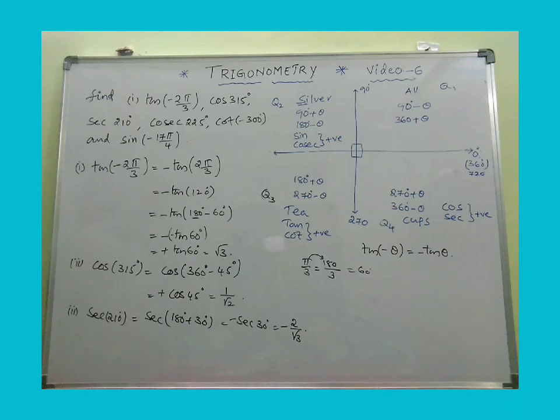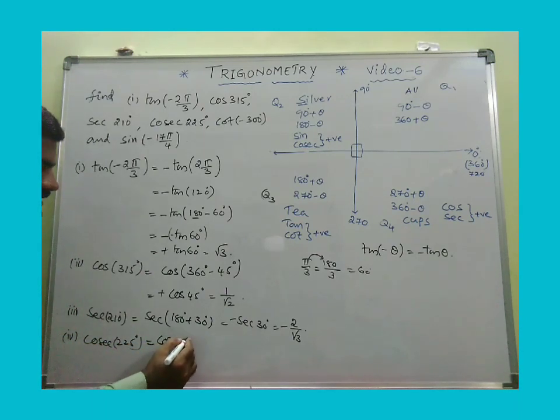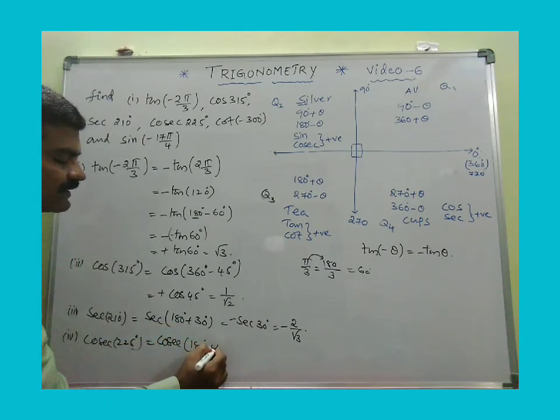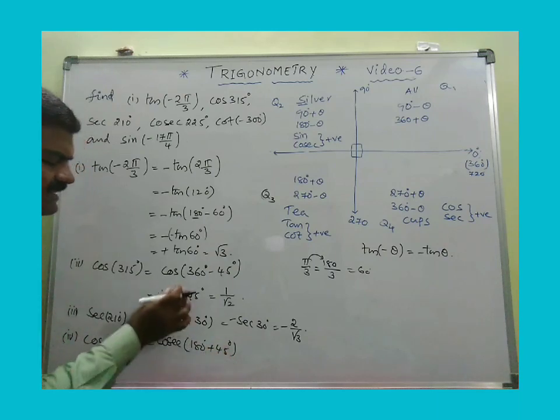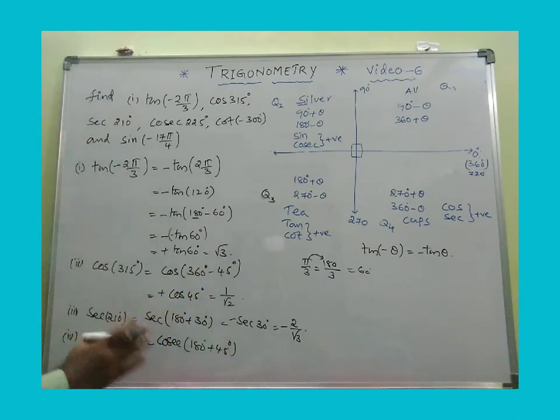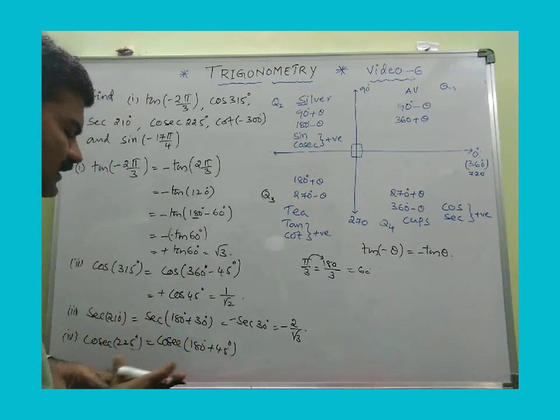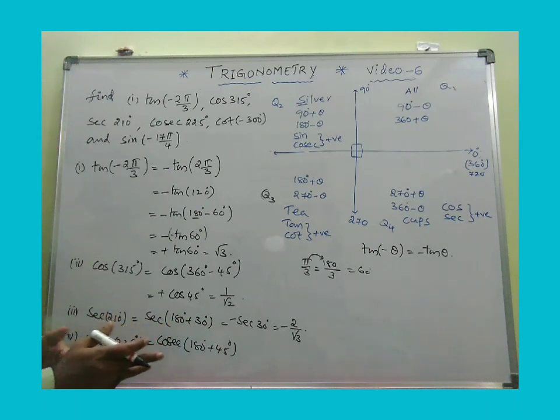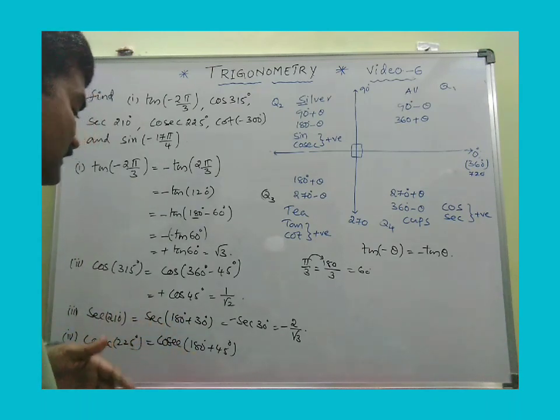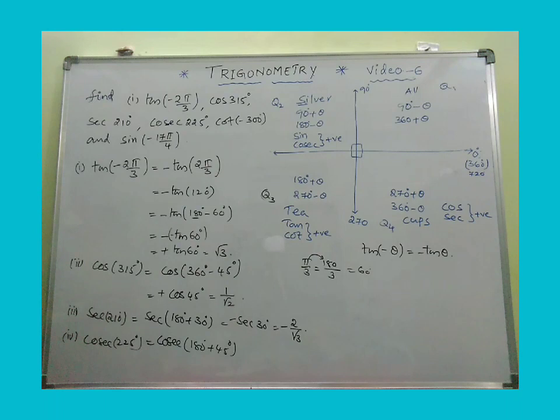Okay. Now, next go for the fourth one, which is cosecant 225. I want to write it as 180 plus 45. As I told you, this is the best way to write 360 plus or minus, or 180 plus or minus. Of course, you can also write it using odd multiples, but then there may be a change in the function, so you need to observe that.